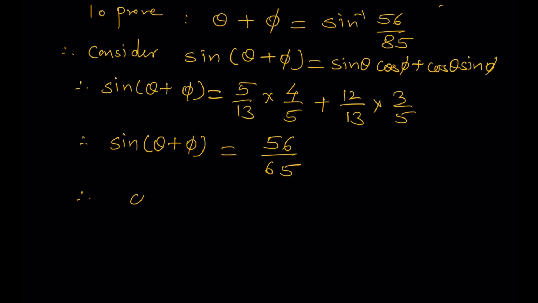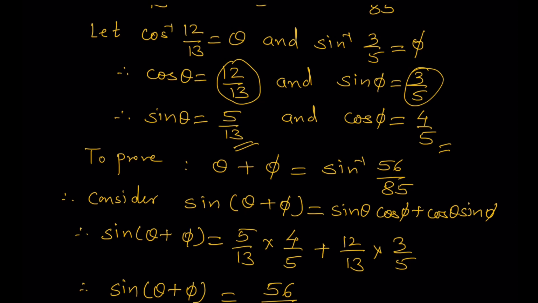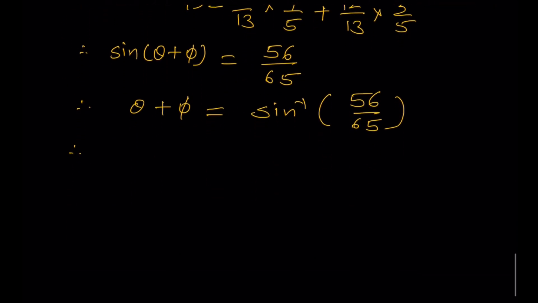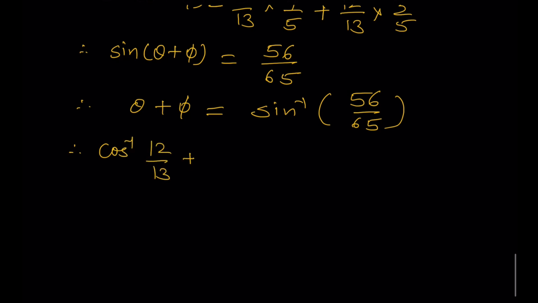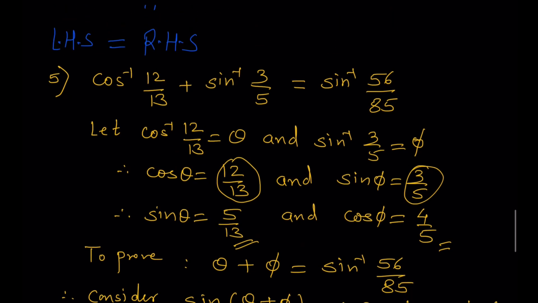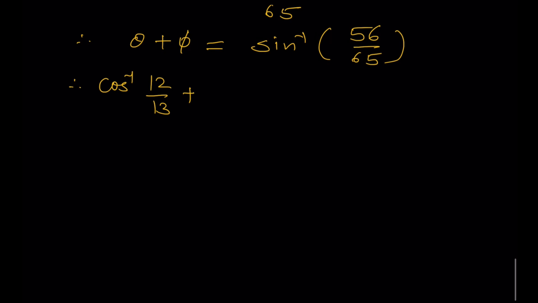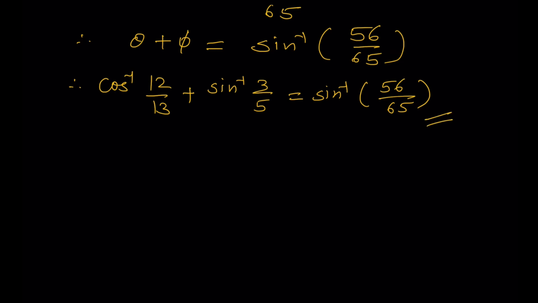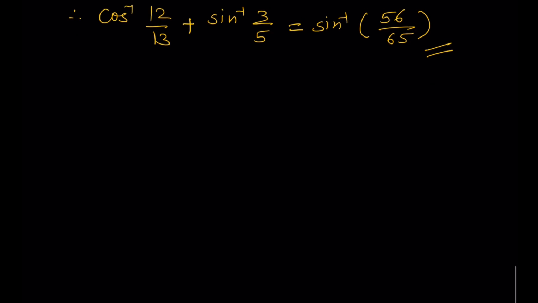Therefore we can say that theta plus phi is equal to sin inverse of 56 by 65. But what is theta? We have assumed that theta is equal to cos inverse of 12 by 13, this was our assumption. So cos inverse of 12 by 13 plus phi, which is sin inverse of 3 by 5, is equal to, we got it as sin inverse of 56 by 65. That's what we wanted to prove. And the other method is converting all three terms in terms of tan inverse and then using tan inverse x plus tan inverse y formula.